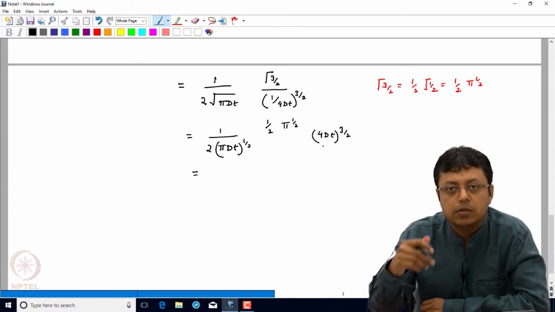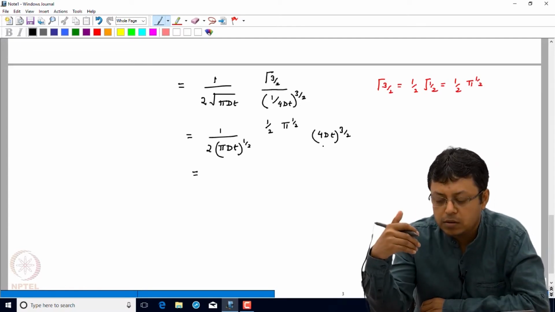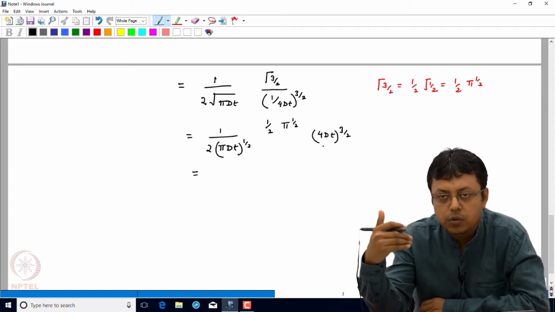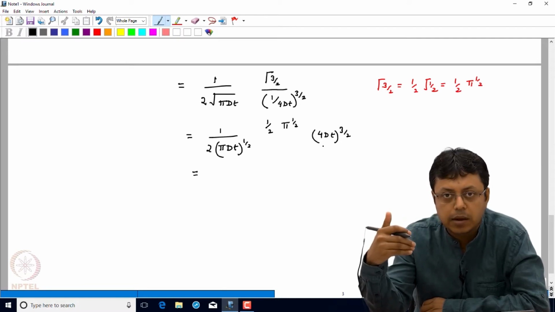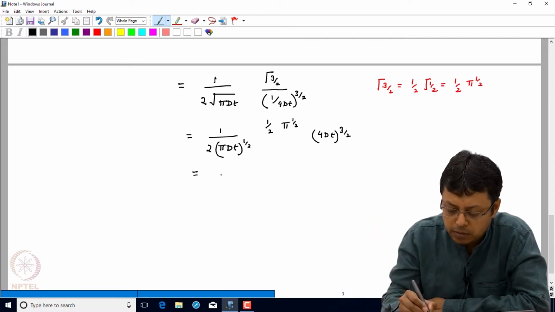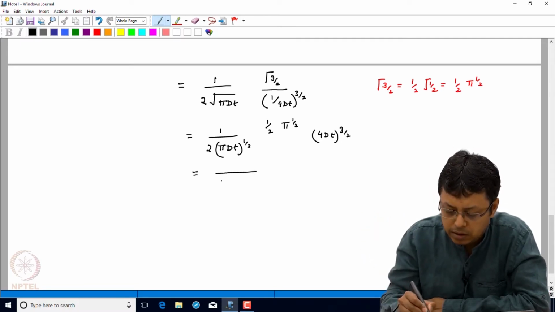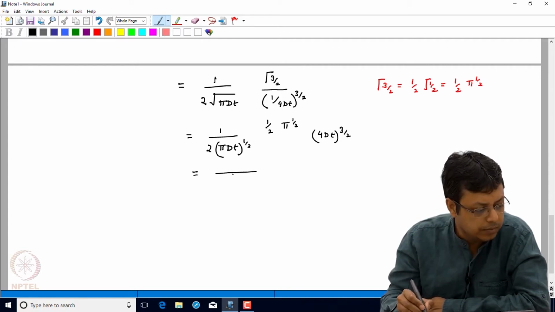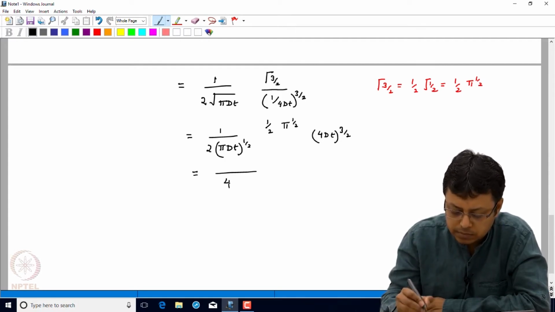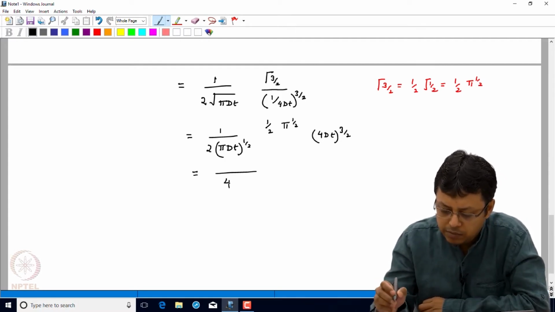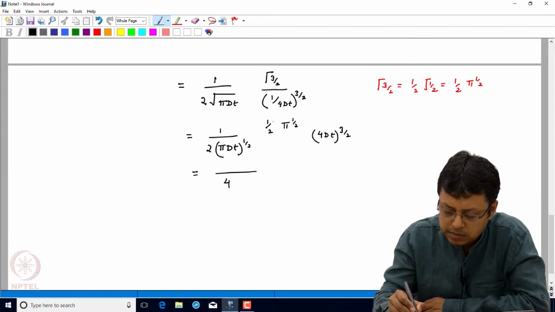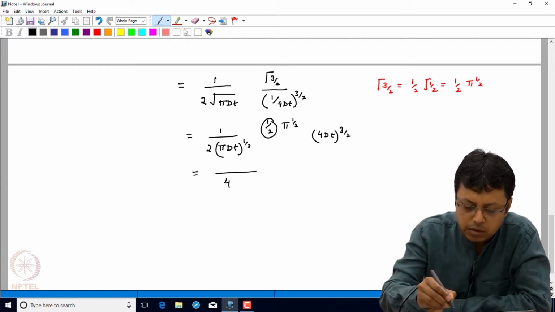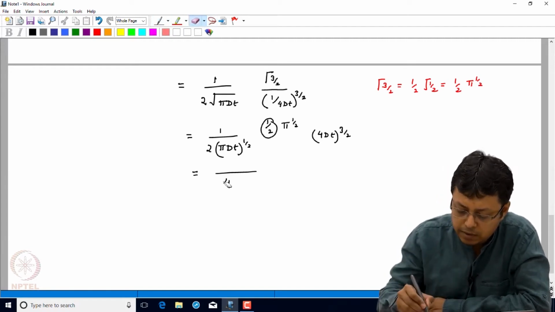4 to the power 3 by 2, so 4 to the power half is 2, and 2 cube divided by 2 is nothing but 4, so we'll have 4 in the denominator, and what we have here, there is one half here, so that 4 at that half becomes actually 2.